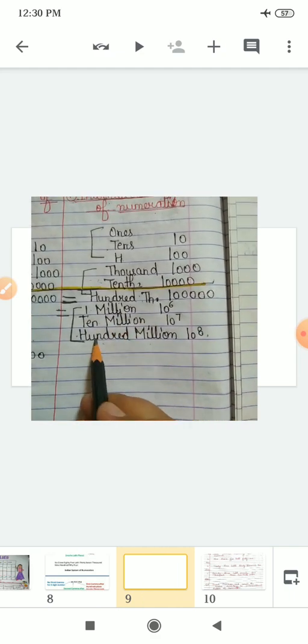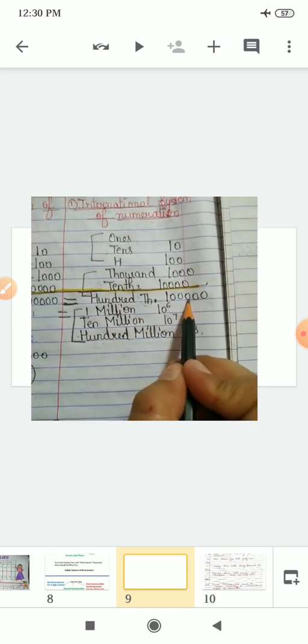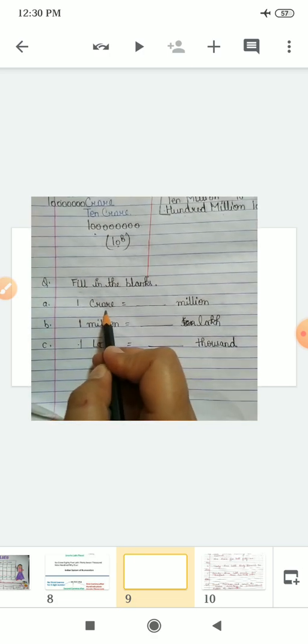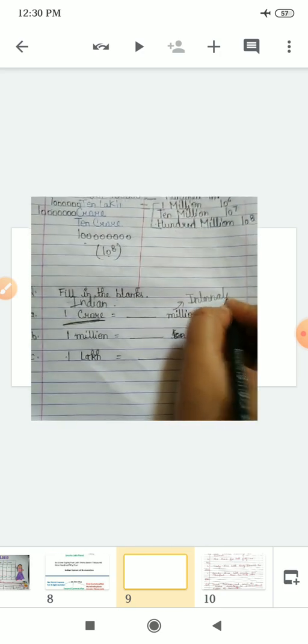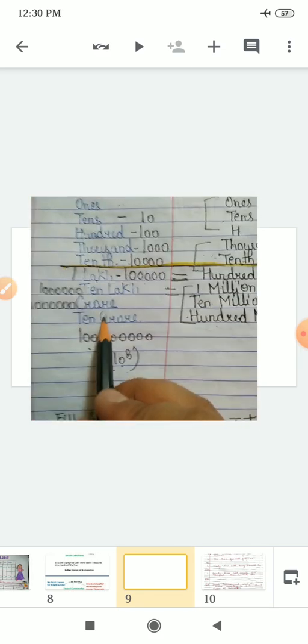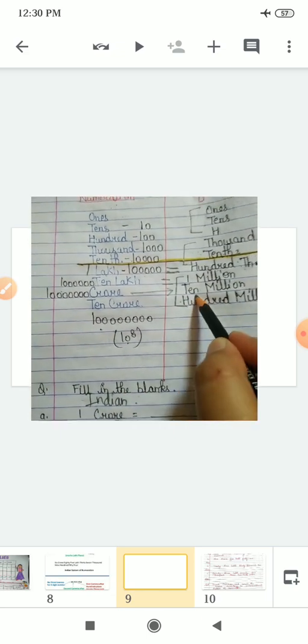Same way, I'm showing you some fill-ups. See, fill in the blanks. 1 crore. 1 crore will come in which system? Indian system. Okay, crore will be in the Indian system and million will be in the international system. Understood? 1 crore is given here. 1 crore is equal to which number? 1 crore is equal to 10 million. So what will come here? Here will come 10 million.